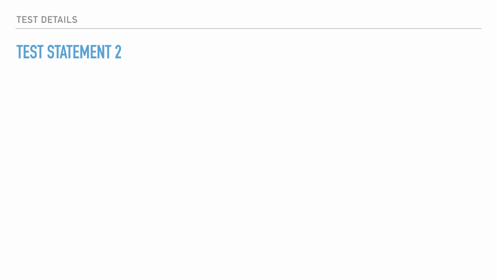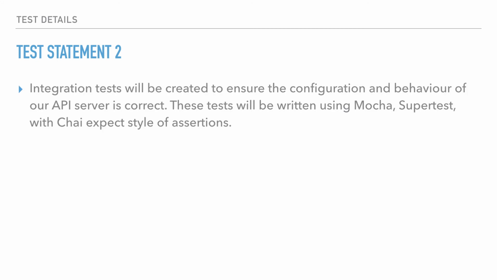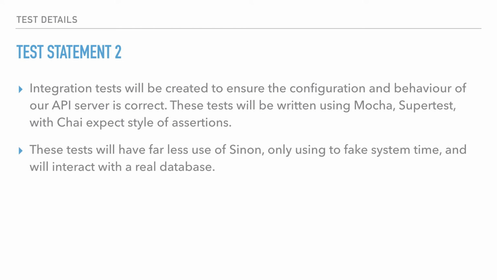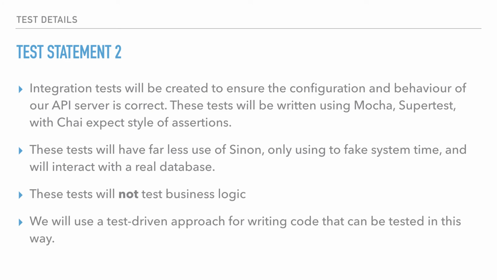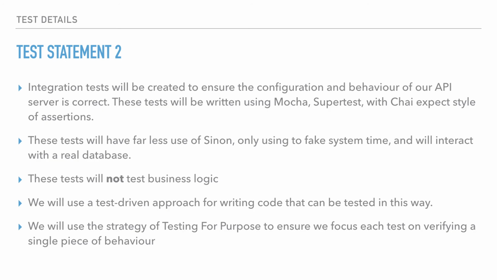A second statement, building on this, might be: integration tests will be created to ensure the configuration and behaviour of our API server is correct. These tests will be written using Mocha, Supertest, with Chai expect style of assertions. These tests will have far less use of Sinon, only using it to fake system time, and will interact with the real database. These tests will not test business logic. We will use a test-driven approach for writing code that can be tested in this way. We will use the strategy of testing for purpose to ensure we focus each test on verifying a single piece of behaviour.